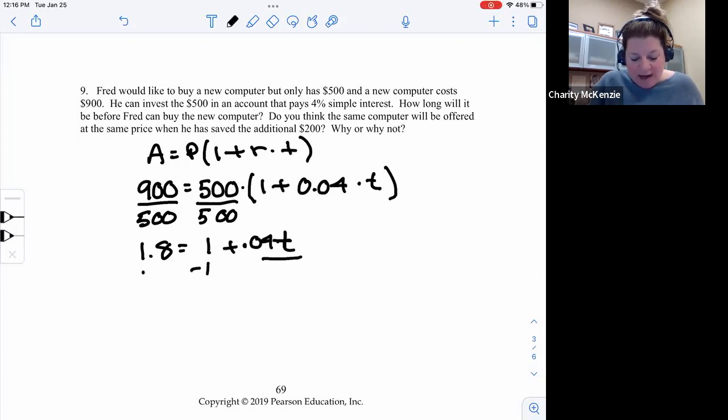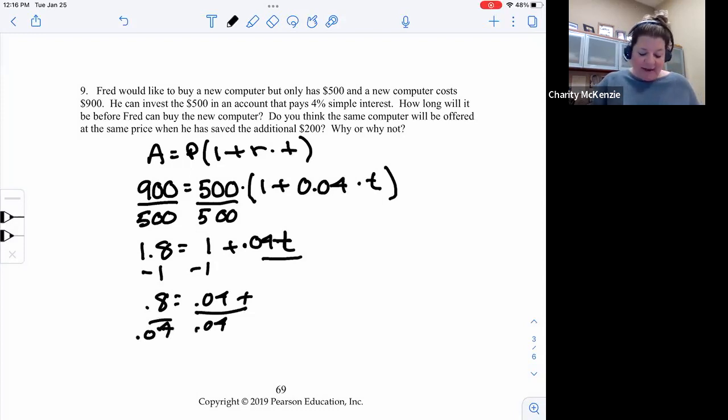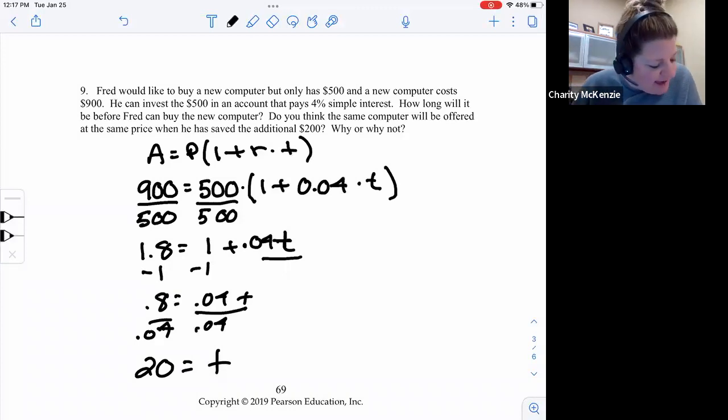So we have to get rid of this 1 first. That's going to leave me 0.8 equals 0.04t. Then I can divide by the 0.04 on both sides. So 0.8 divided by 0.04 is going to give me 20. It would take me 20 years to save this $200. Yes, we need some compound interest, where you gain interest on your interest. Do you think computers will change their value in 20 years? Yeah, I think you're going to need to borrow that money from your mom.